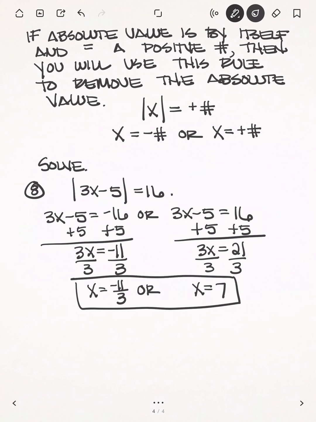Why don't we try one more? In fact, why don't you guys try this next one and pause the video and try it yourself first, and then you can play the video again. Number 9. If you have the absolute value of 7 minus 8x and it's equal to 1. Well, we have absolute value by itself. There's nothing on the outside of the absolute value, and it's equal to a positive 1. So we are ready to use our rule. So pause the video and try it yourself. See if you can find the 2 answers.